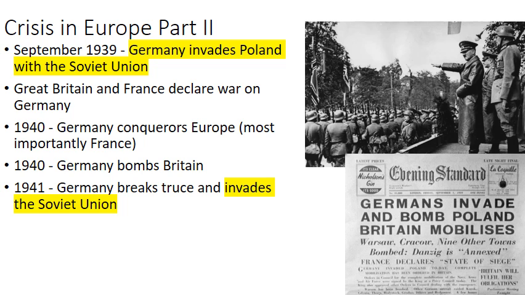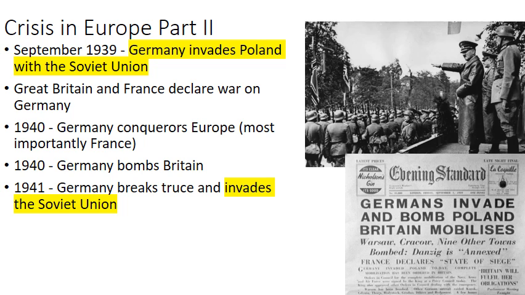Germany is going to have war declared upon it by Great Britain and France. Great Britain and France were allies with Poland, and they declare war on Germany when it's conquered. Germany turns its forces to the west and conquers Western Europe, most importantly France. And from this, Germany begins bombing Britain.